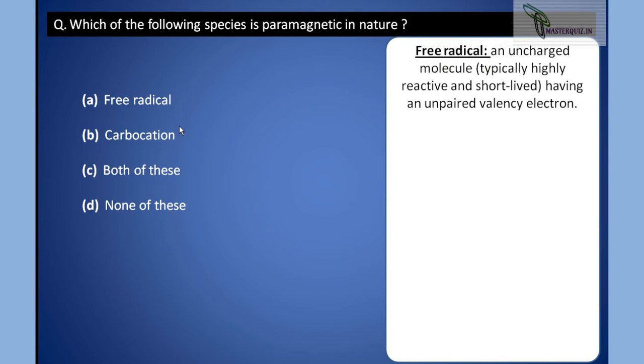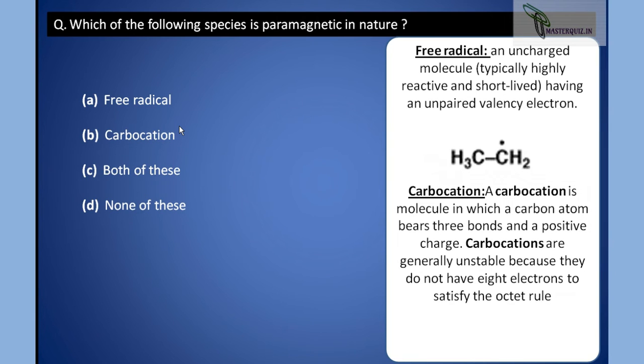Here you see, what is free radical? Okay, we already know the paramagnetic nature, but which one shows paramagnetic nature and contains an unpaired electron? Free radical. What is free radical? An uncharged molecule having an unpaired valency electron. Here you see CH3, CH2. There, the second carbon contains an unpaired electron. Now it is called a free radical.